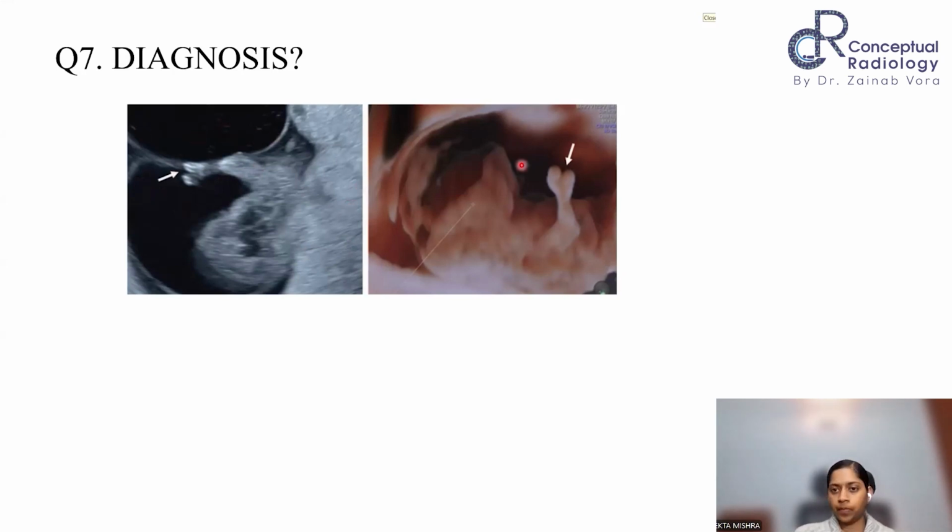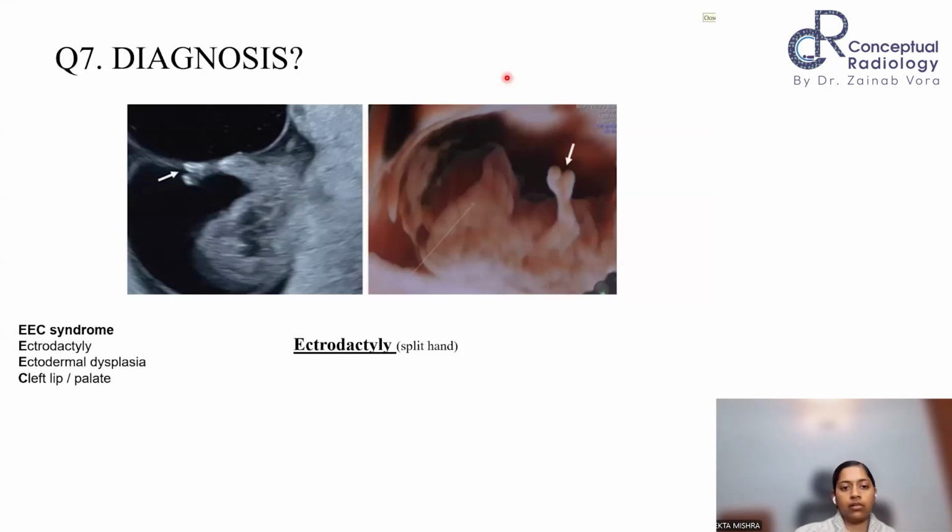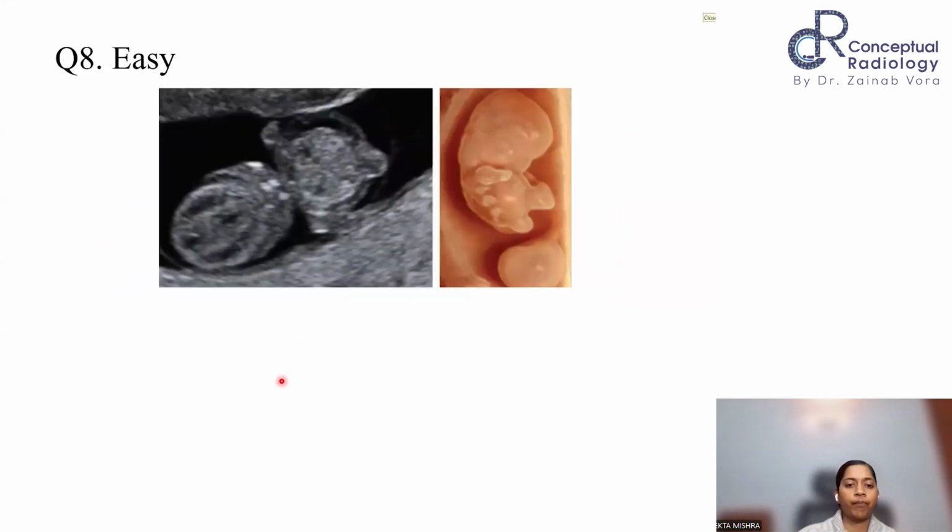Okay. Have you seen such a case where the middle digits are not formed? This is ectrodactyly. Split hand. Most common syndrome associated is ectrodactyly, ectodermal dysplasia, and cleft lip and palate. Okay. 10, 11 weeker. 2D is available to you, and this is the 3-dimensional image.